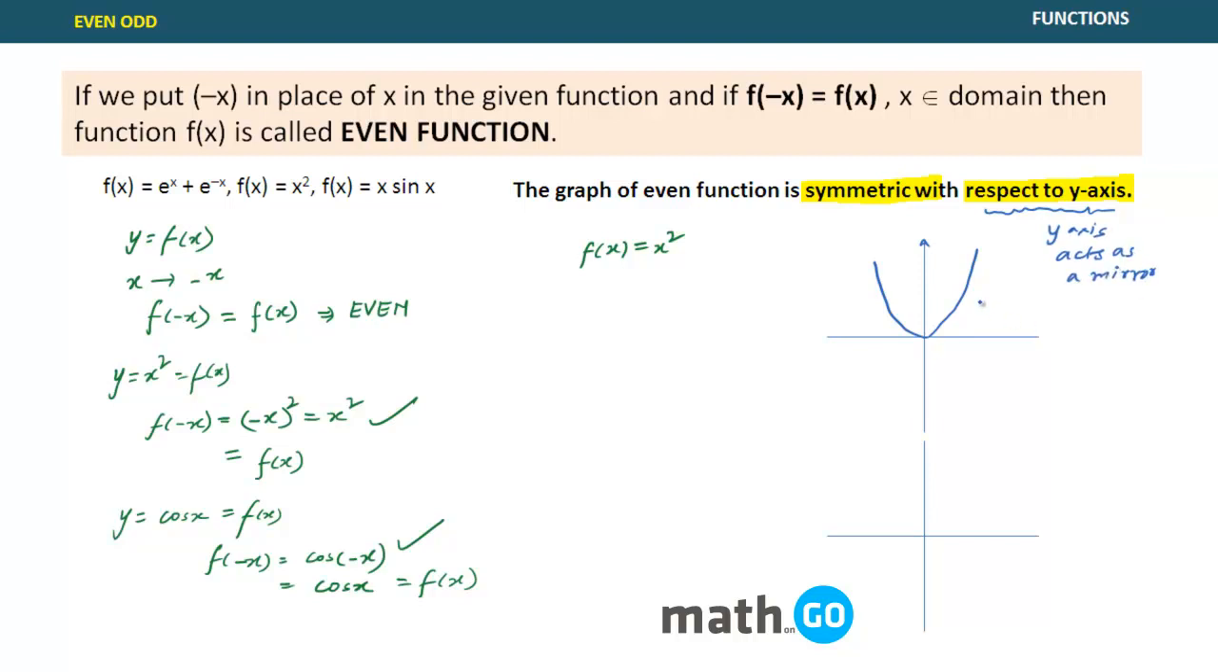It acts as a mirror over here, right? So what does this mean? That if you take this as a mirror, the reflection of the right will be taken in the left, or you can say the reflection of the left will be taken in the right. So whenever I have to draw an even function, I generally draw the graph only in the right half, because I know that the left portion will be just the mirror image of this particular section over here.